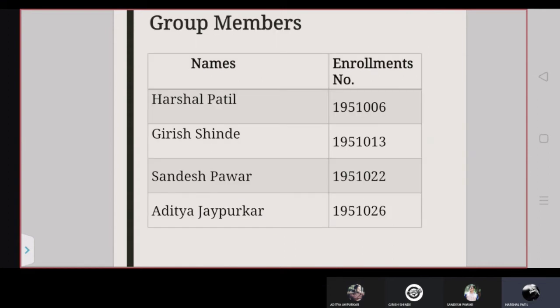In our group, there are four members. Harshal Patil, enrollment number 1951006. Second, Girish Shinde, roll number 1951013. Third one is Sandesh Pawar, roll number 1951022. And last one is Aditya Jaipurkar, roll number 1951026.